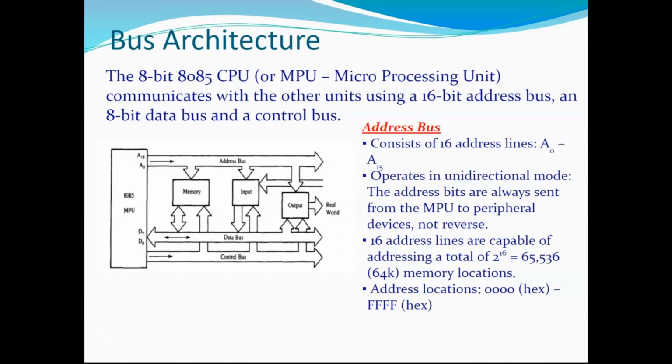The 8085 CPU communicates with the other units using a 16-bit address bus, 8-bit data bus, and control bus. The address bus consists of 16 address lines A0 to A15. It operates in unidirectional mode. The address lines are always sent from the MPU to the peripheral device. The 16 address lines are capable of addressing a total of 64K memory locations, starting from 0000 hex to FFFF hex.